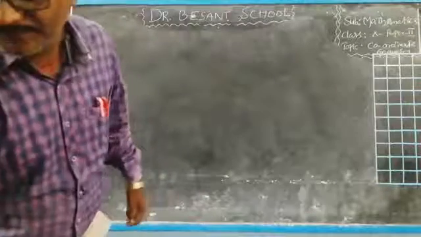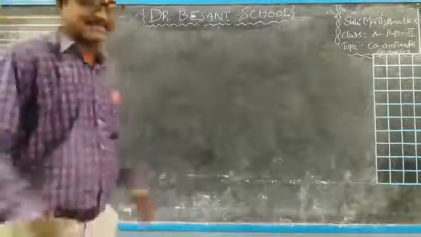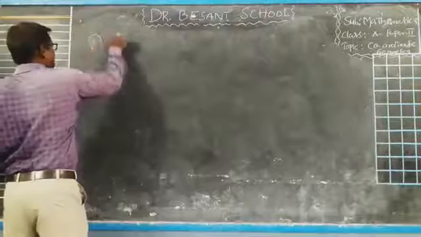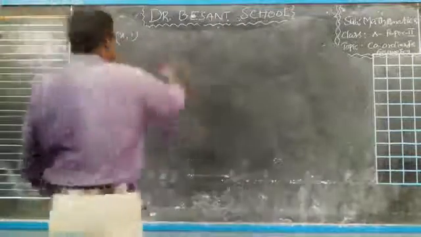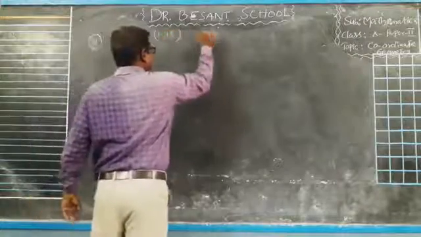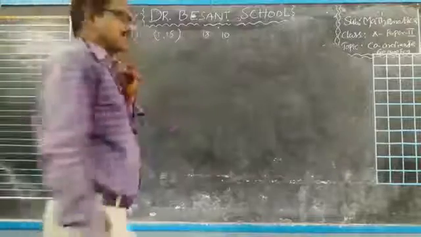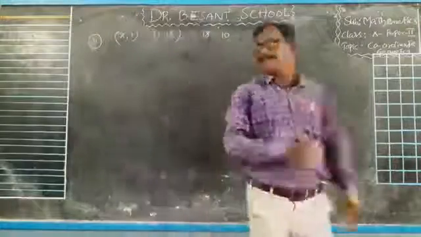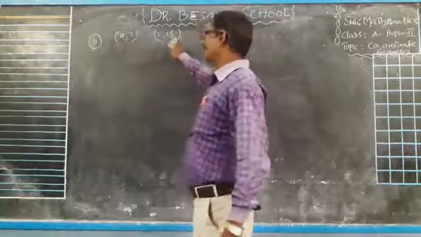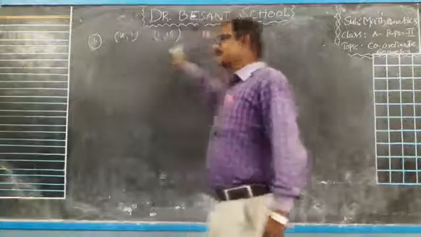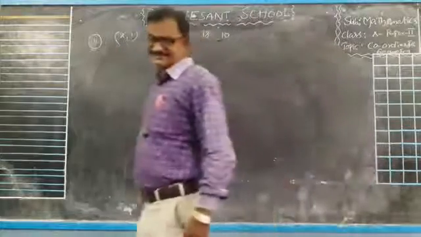Children verify, that is question number 11. If the distance between the 2 points (x, 7) and also (1, 15) is 10 units, find the value of x. Verify children, what is this problem? Question number 11. If the distance between the 2 points (x, 7) and also (1, 15) is 10 units, that is given in the problem already. We need to find what are the possible values of this x.